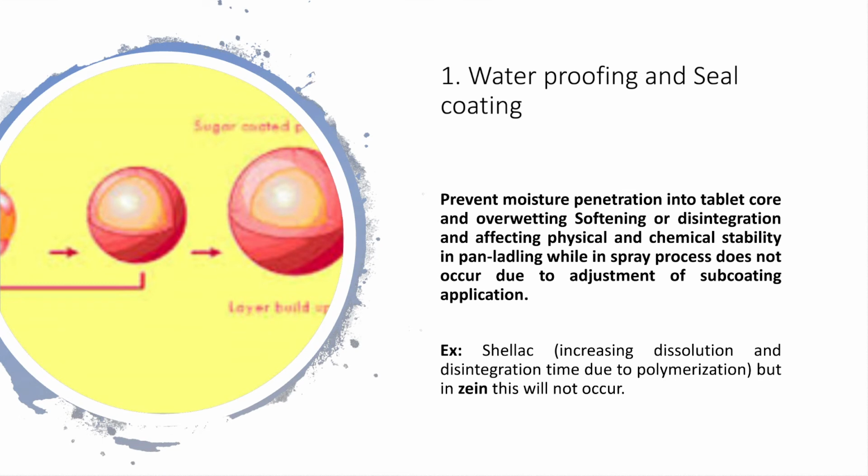So this is about the waterproofing process. Different substances are used, for example, shellac. Basically the purpose is to prevent overwetting or softening which may happen once we apply the further coats of the sugar coating process.